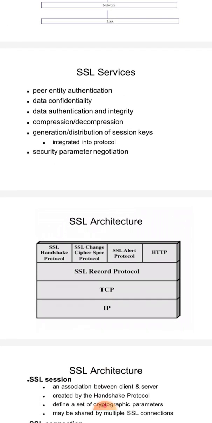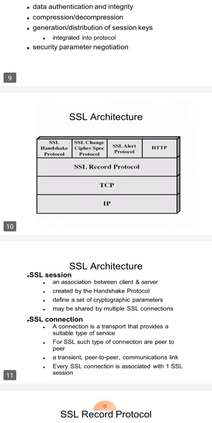This is the architecture: SSL handshake protocol, SSL change cipher spec protocol, SSL alert protocol, HTTP, SSL record protocol, TCP and IP. The first one is the SSL session. It is an association between the client and server, created by the handshake protocol, and the cryptographic parameters are defined, and they may be shared by multiple SSL connections.